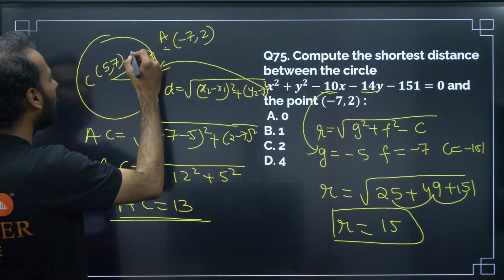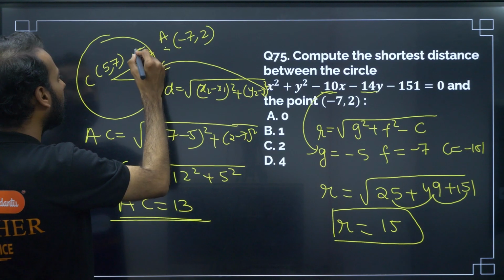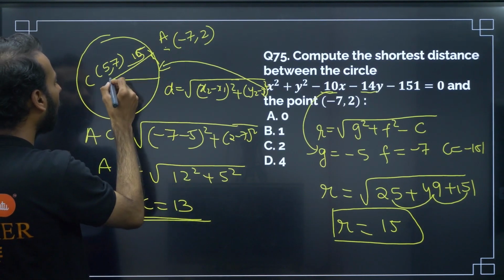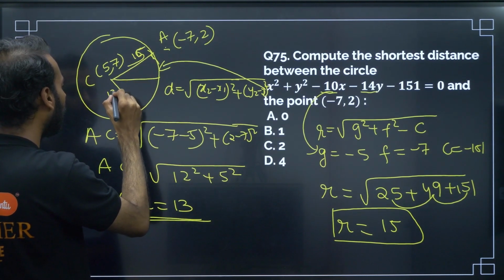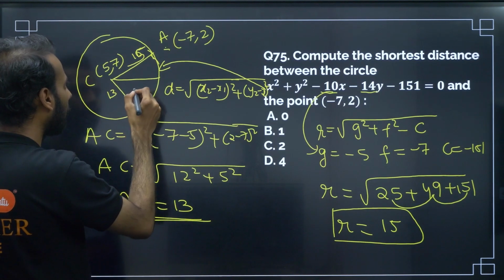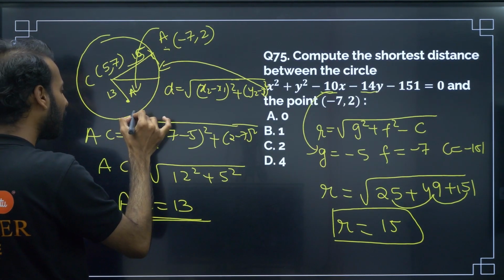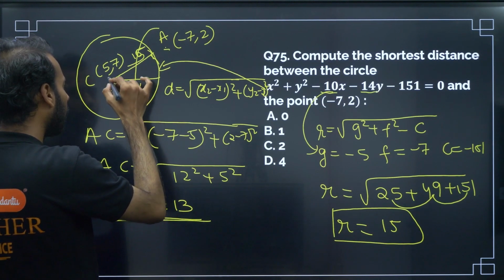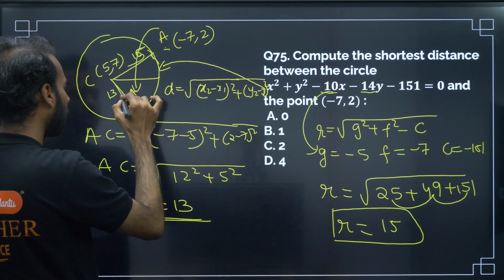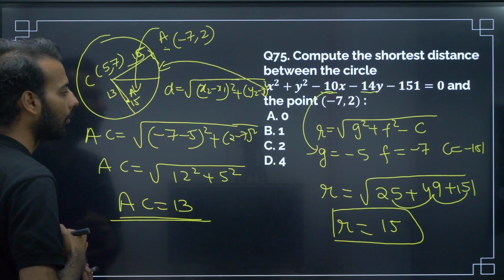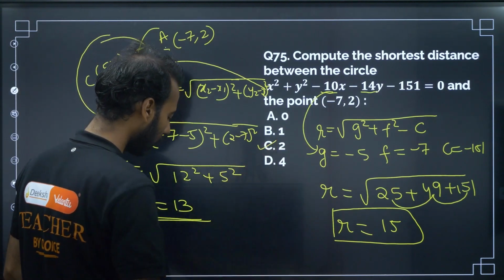Radius is 15 and this point is at a distance of 13. That means the point is lying inside. Now it has been confirmed that the point is lying inside. So the distance between this is 15 minus 13, which is 2. So 2 is the answer.